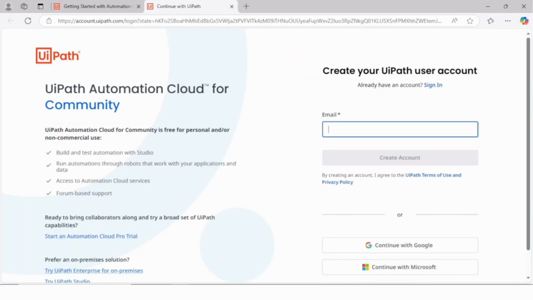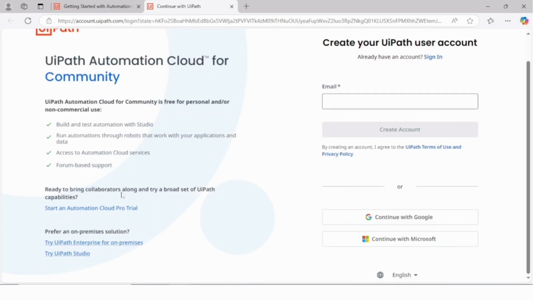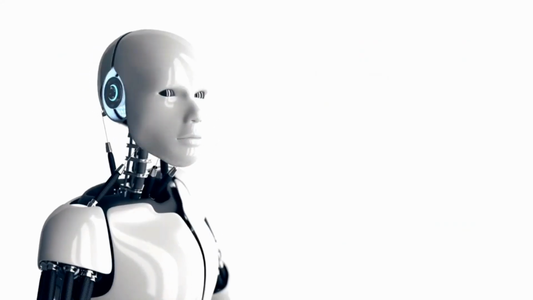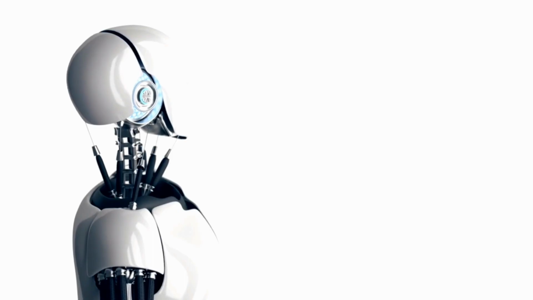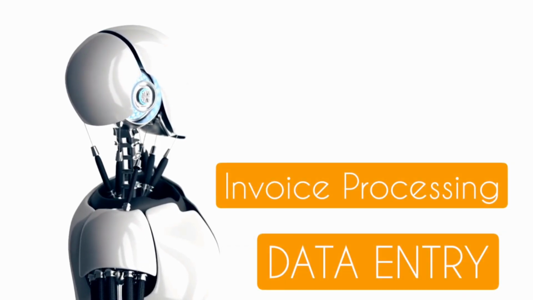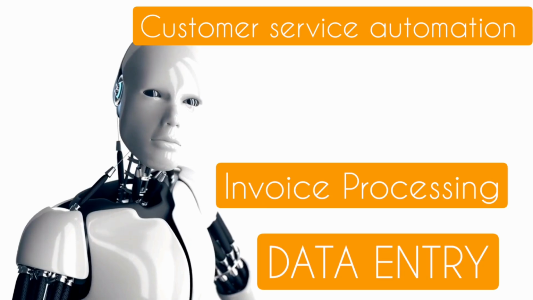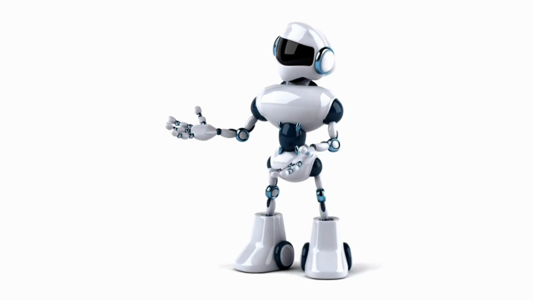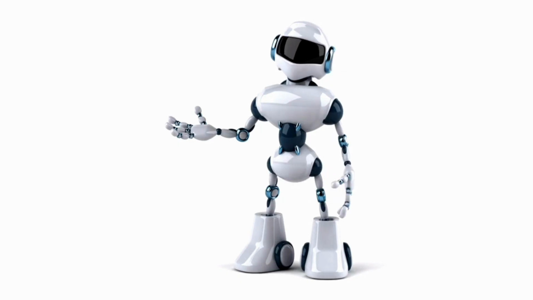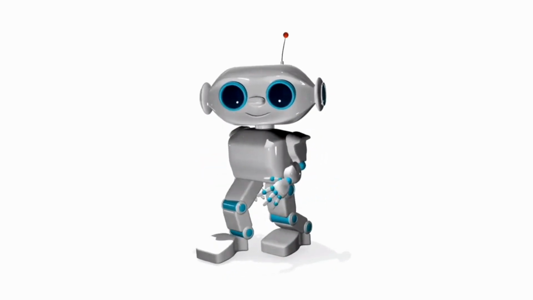So why do we need UiPath? Well, imagine you are a student and you have to copy hundreds of data points from one spreadsheet to another. Sounds tiring, right? With UiPath, you can create a robot to do this for you. In businesses, UiPath is used for tasks like data entry, invoice processing, customer service automation, generating reports, and sending reports, etc. It's like having an extra pair of hands to get work done faster and more accurately.